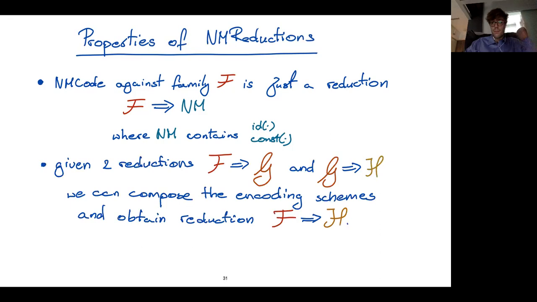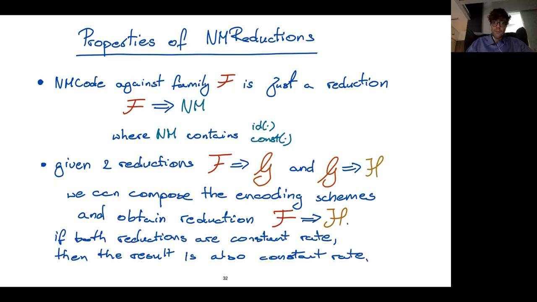The other very important property is composition. If we have two reductions, from F to G and from G to H, then we can just compose the encodings, and that gives us a reduction from F to H. Obviously, if both reductions are constant rate, then the composition is also constant rate, which will be useful later on.